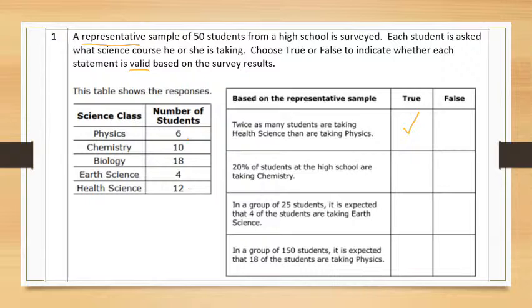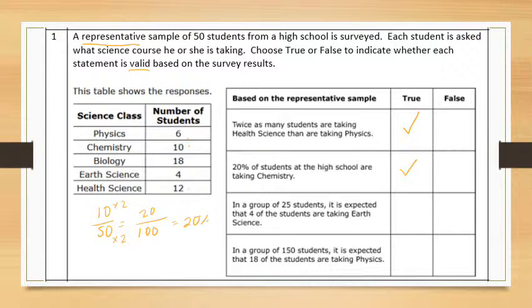20% of the students at the high school are taking chemistry. So looking at what's there, it's 10 students out of 50 total, and I need to convert that into a percent. One way to do that is with a proportion. So 50 times 2 would be 100, 10 times 2 would be 20, and 20 out of 100 is equal to 20%. So 20% are taking chemistry.